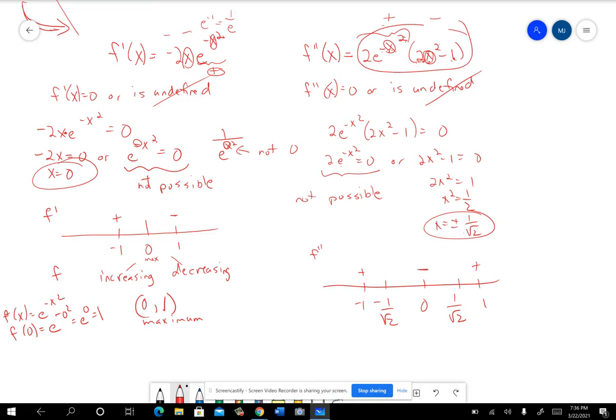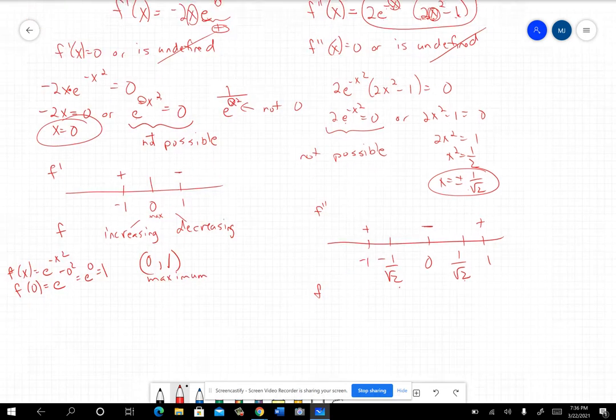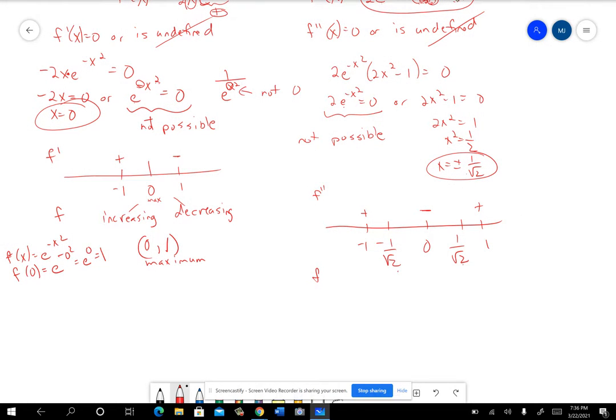So it's going to be concave down. So let's think about f. It's going to be concave down between -1 over square root of 2 and 1 over square root of 2. Okay, so let's put the increasing and decreasing in it. It's going to be down here. No, it's going to be up here, sorry. And these are the places I was checking. It's going to be down here. It's going to be up here.